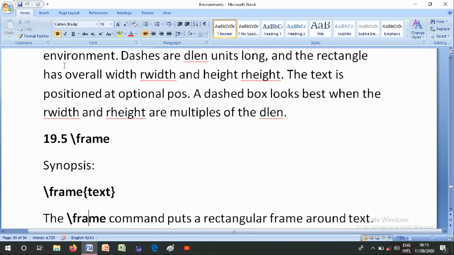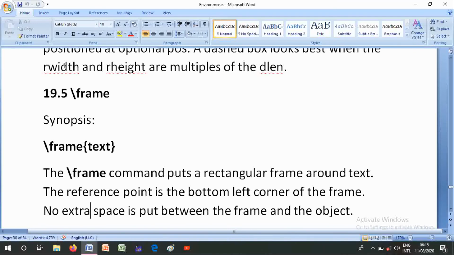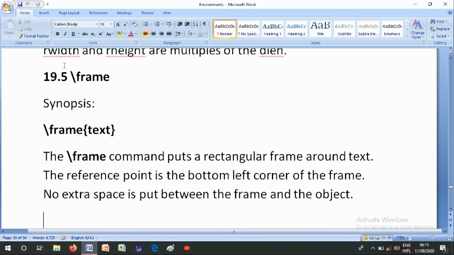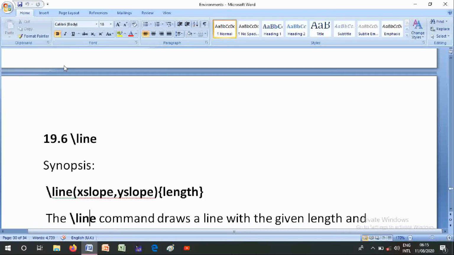19.5 is frame. It's not framebox. The frame command puts a rectangular frame around text. The reference point is the bottom left corner of the frame. No extra space is put between the frame and the object.